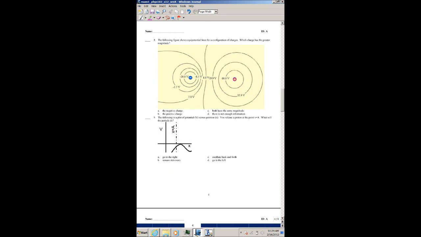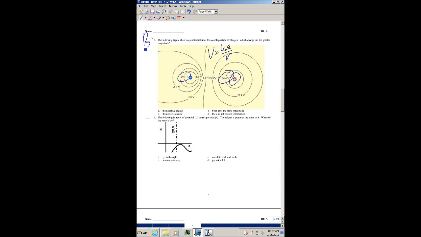The following figure shows equal potential lines for a configuration of charges. Which charge has the greater magnitude? Are you looking at the numbers here? So here I have a really big potential, and here I have a really small potential. Remember, potential is KQ over R. So this must be the biggest charge because it has the bigger potential. So that would be B for number 8.